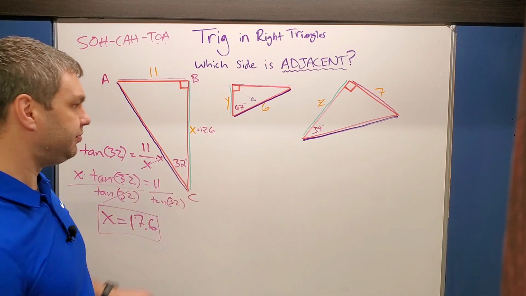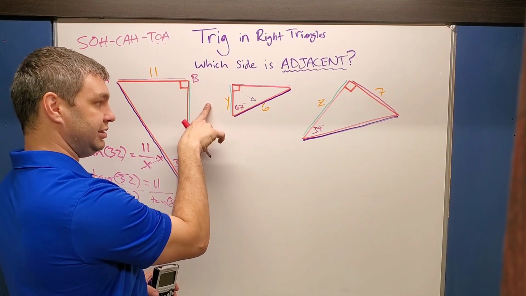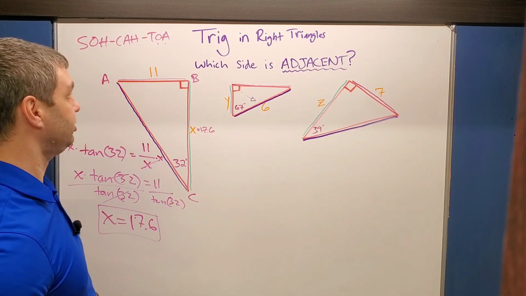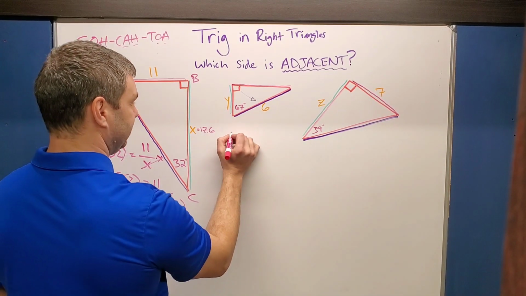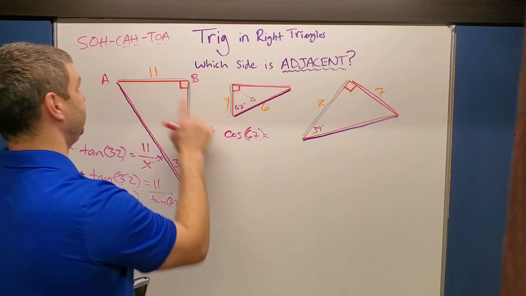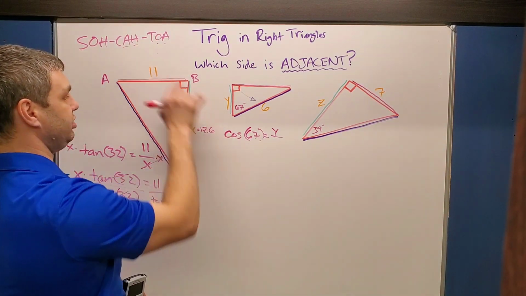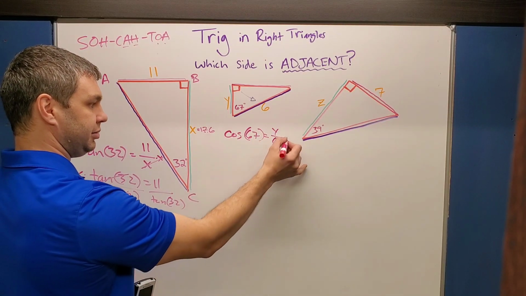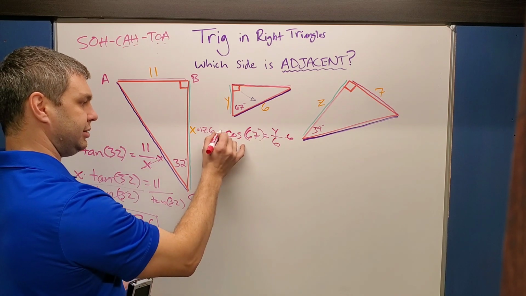All right, let's try this one. Compared to this 67, we have information on the adjacent. Remember, that's our green side, and our hypotenuse. So adjacent and hypotenuse, that's going to be cosine. So here I'm going to say cosine of 67 equals, and with cosine, the A comes first, the adjacent is Y, and then the H, the hypotenuse, is 6. So to undo this divided by 6, I'm going to multiply by 6. You always multiply by what's in the denominator. You've got to do it to both sides.